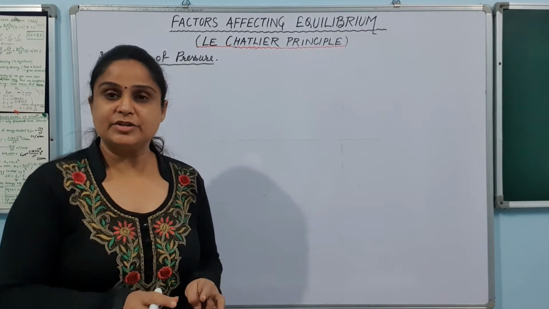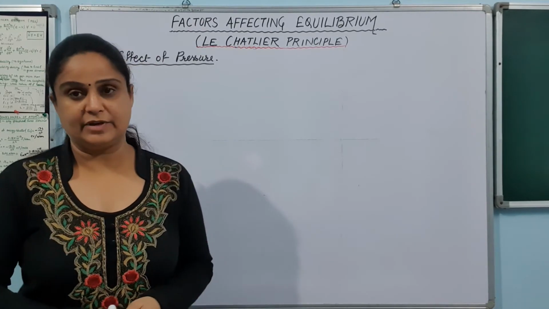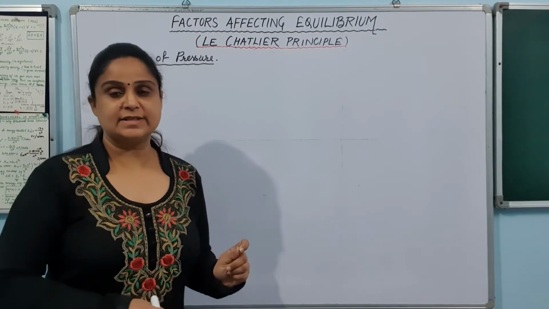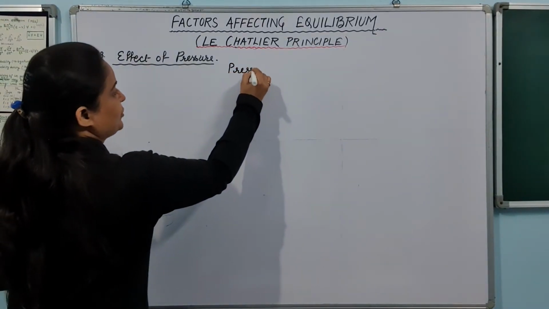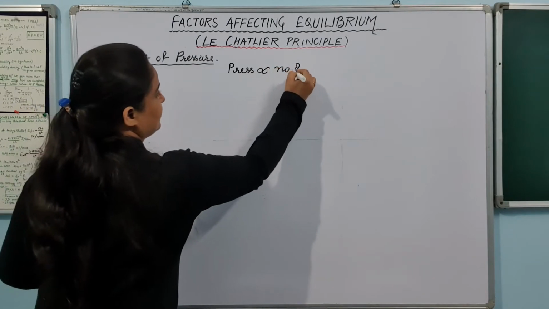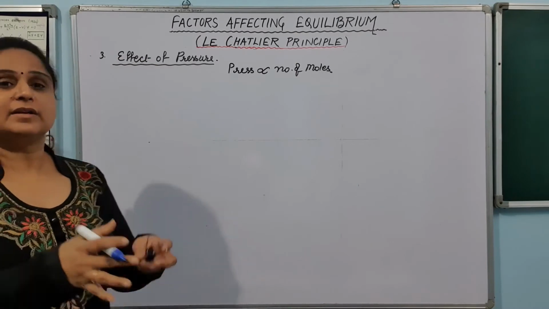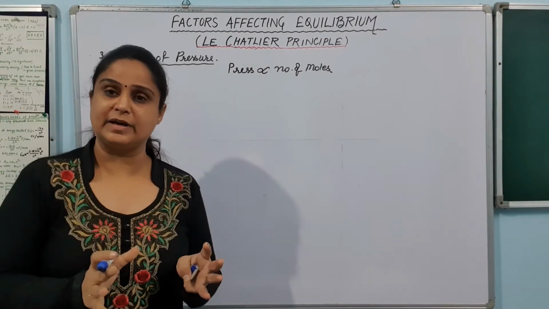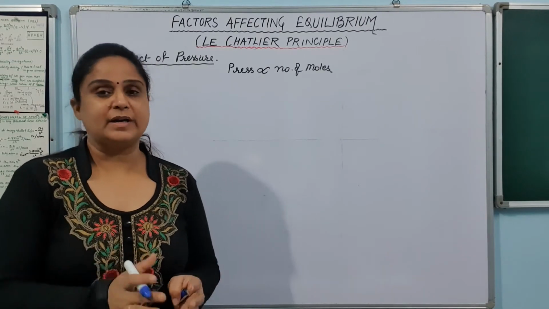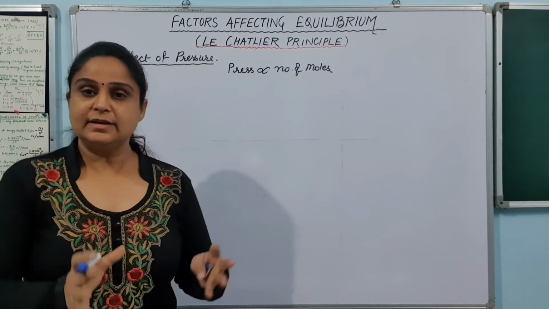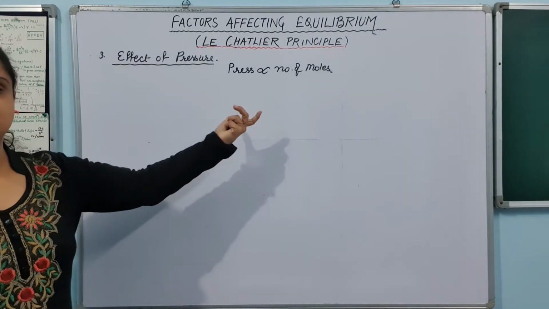So now I am taking the effect of pressure on the equilibrium condition. The effect of pressure will lead to the forward reaction, or the effect of pressure will lead to the backward reaction. The very first thing which we have to understand here is the pressure is directly proportional to the number of moles. Okay, just understand this concept that the more number of particles in any reaction mixture, the more pressure in the mixture. Okay, so this concept we have to keep in mind, and then we'll proceed accordingly.